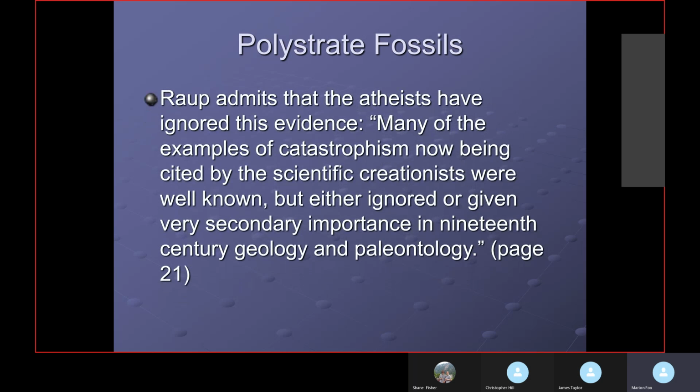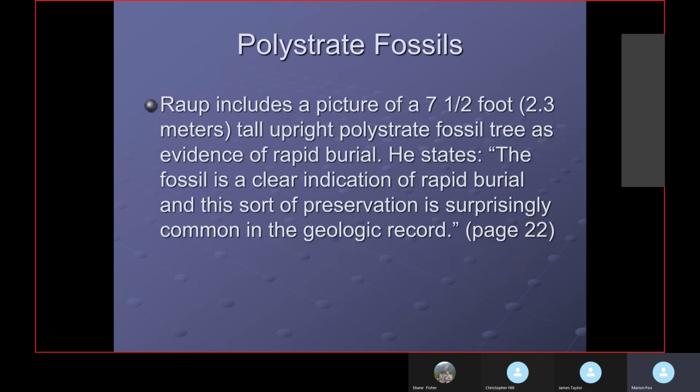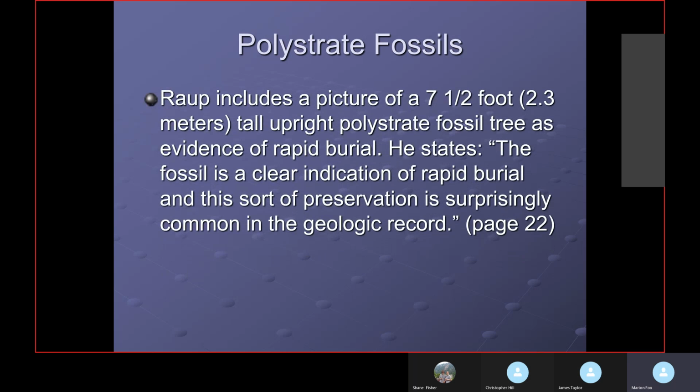Ropp admits that the atheists have ignored this question, because he goes on and says, many of the examples of catastrophism now being cited by the scientific creationists were well known, but either ignored or given very secondary importance in 19th century geology and paleontology. We just ignored them, or we gave them lesser importance, secondary importance. Just brushed them aside. We just ignored the evidence, basically, is what he's saying.